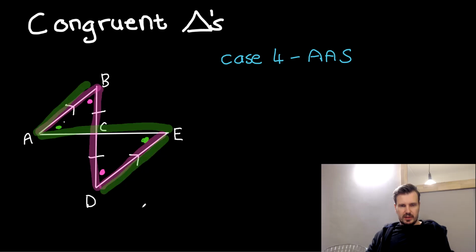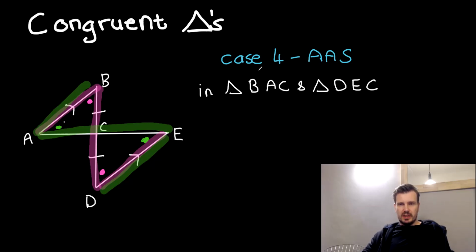Okay, so what are we going to name the triangles? BAC. BAC, good. And DEC. Excellent. Very nice. So yeah, because B is pink and D is pink. And A is green. And E is green. And of course, C is that common one there.